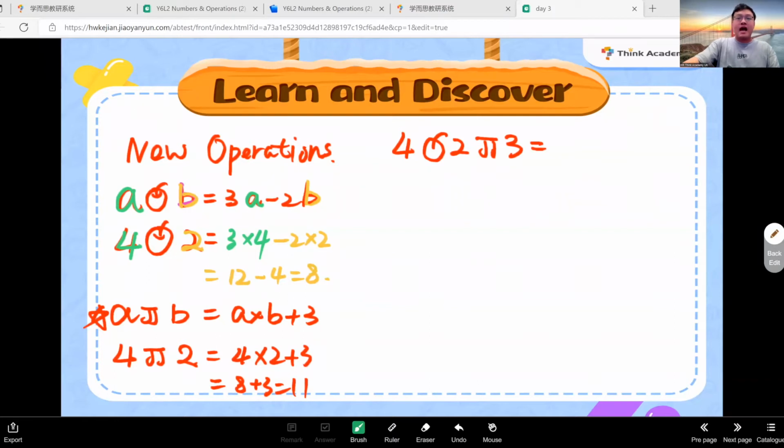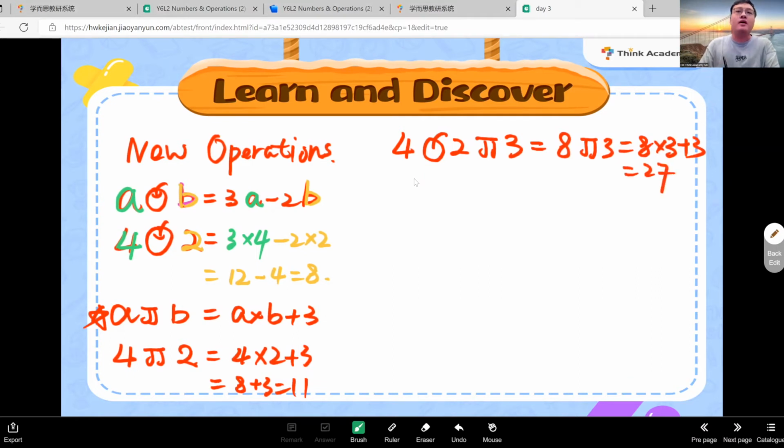Okay, stop typing any spam in the chat box, everyone. You can just type your answer only once. What is that? Is that 27? Yes, I think so. It's 27. So let's do this together. You need to get 4 apple 2 first, which we already know is 8. So 8 banana 3 should be 8 times 3 plus 3. So that would be 27.